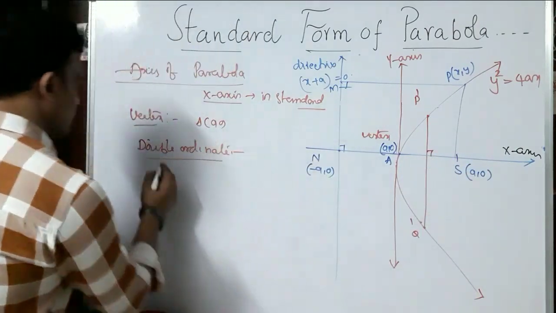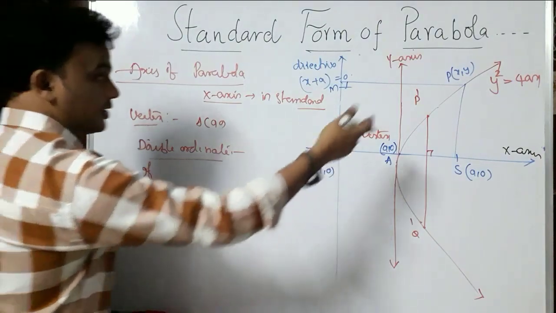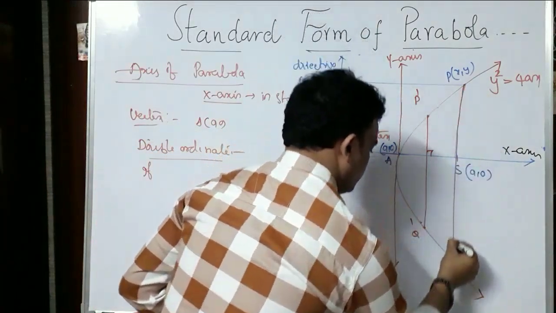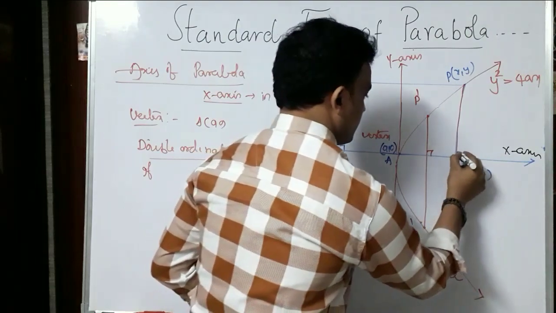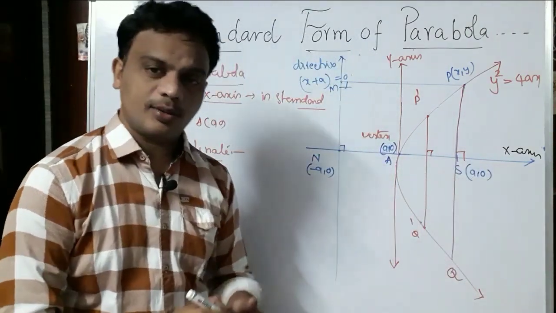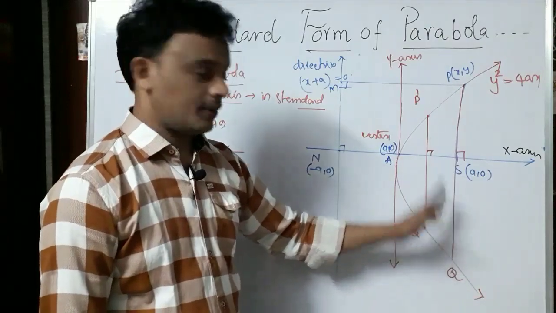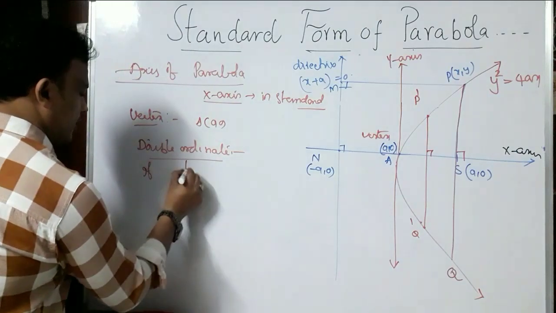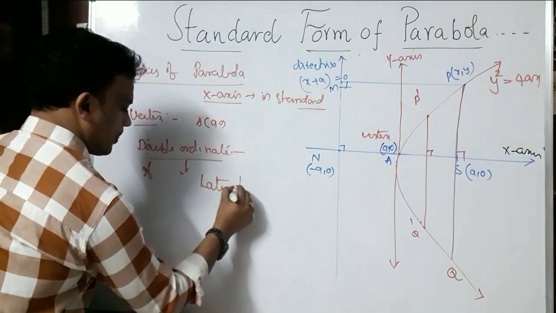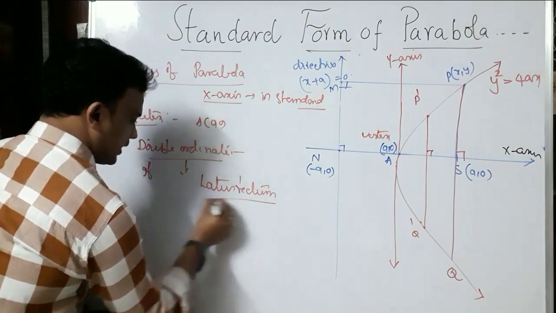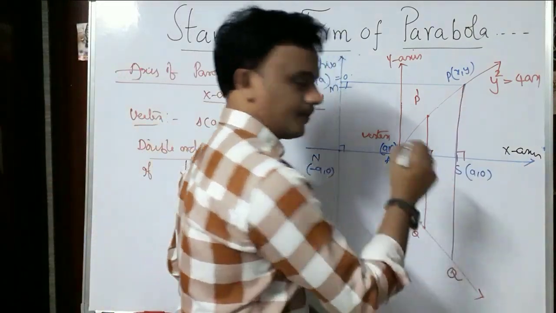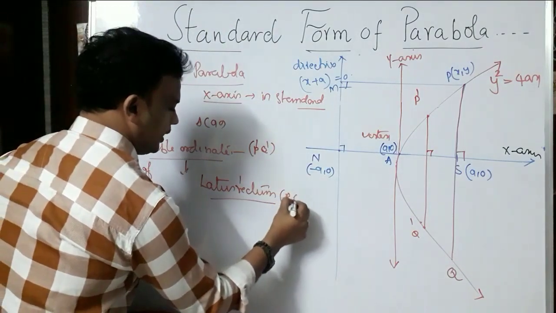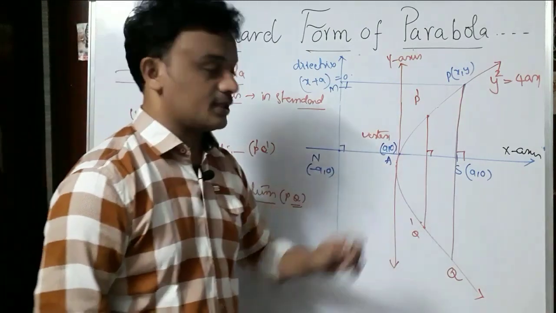And one more thing: suppose this double ordinate is passing through the focus. Please observe this. What is the difference between these two? This is also a double ordinate, particularly one which is passing through the focus. In that case, this double ordinate becomes the latus rectum. PQ is the latus rectum, while the double ordinate is P dash Q dash, and PQ passes through the focus.